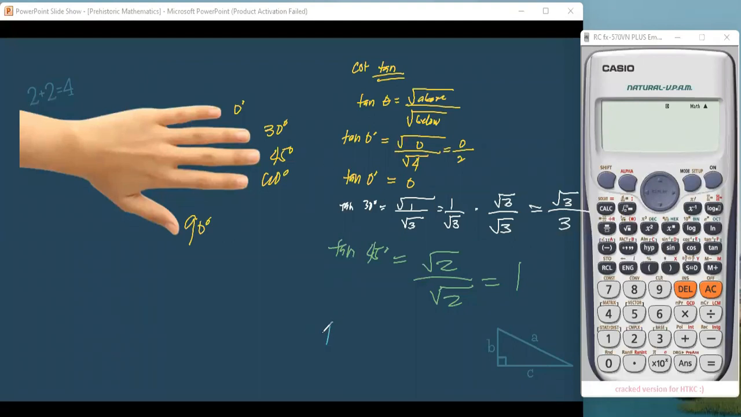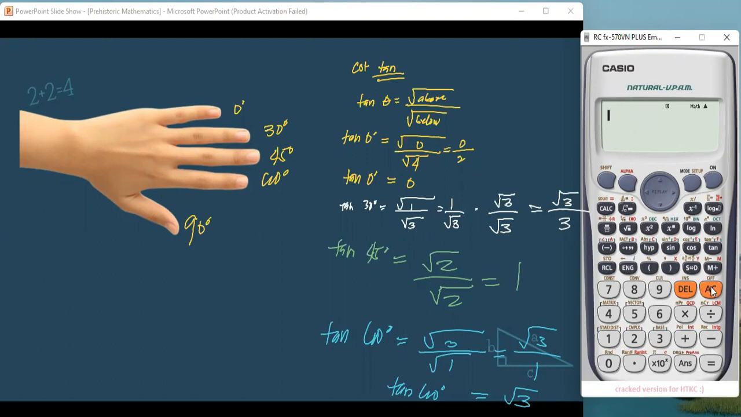So for tangent 60, we have the square root of how many numbers are there above 60? So we have 3. And how many numbers are there below 60? There is only 1. So the square root of 1. So that will give us the square root of 3 over the square root of 1, which is 1. So simply, tangent 60 degrees will give us the square root of 3. Let's check if really the tangent 60 will give us square root of 3. So we have here tangent 60 must be equal to square root of 3.